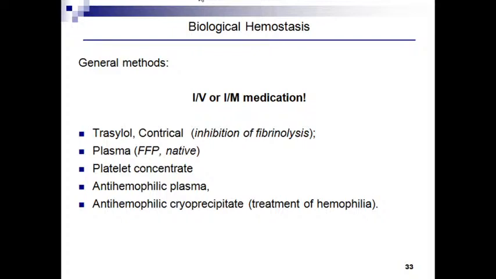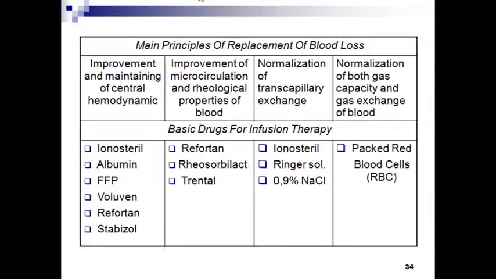General methods of biological hemostasis is intravenous infusion of drugs with hemostatic activity. Trasylol or Contrykal, these are inhibitors of fibrinolysis. Plasma is a blood component. You can use native plasma or fresh frozen plasma. Platelet concentrate is a suspension of thrombocytes. And remedies for treatment of hemophilia, such as hemophilic plasma and anti-hemophilic cryoprecipitate.